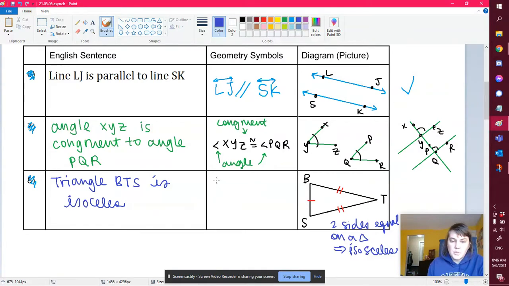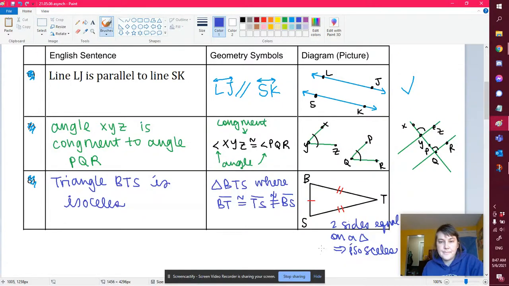When I write the geometry symbols, basically I do the same thing, except instead of writing out the word triangle, I just write the symbol triangle. BTS, where BT is congruent to TS, which is not congruent to BS. Right? This one you just kind of write true facts about what's going on.